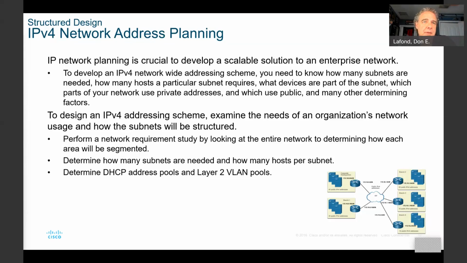To design an IPv4 addressing scheme, examine the needs of an organizational network usage and how the subnets will be structured. Perform a network requirement study by looking at the entire network to determine how each area will be segmented. Then determine how many subnets are needed and how many hosts are needed per subnet, and then determine DHCP address pools and layer 2 VLAN pools, which we cover in different presentations.